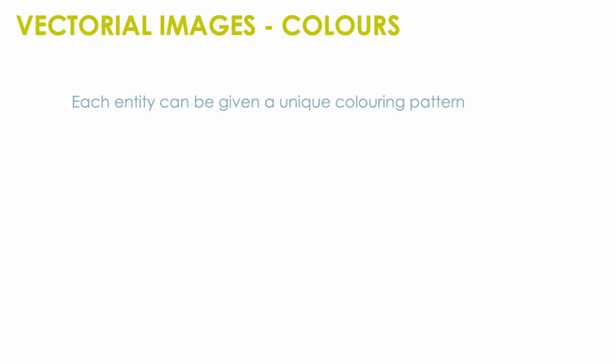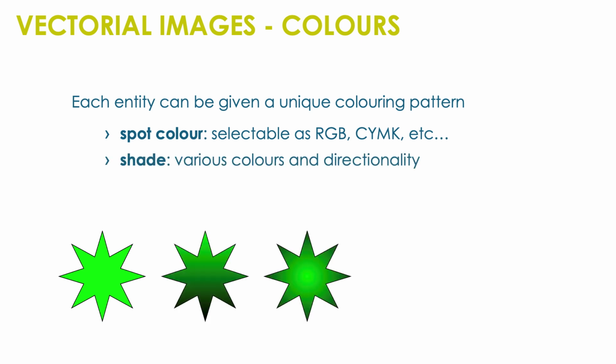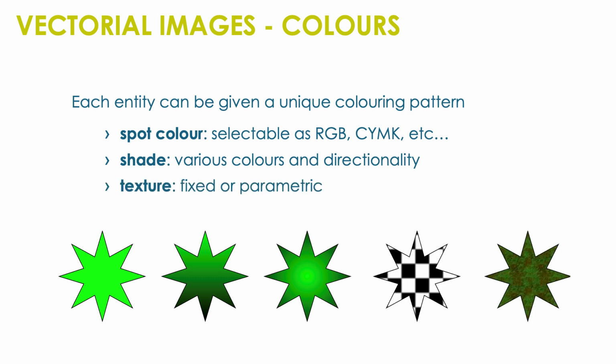How are colors mapped and managed in vector images? Vector images support various coloring patterns. Spot color selects a color in one of the color spaces that we have seen, but they also manage shading, which allows gradient and directional effects, and then textures, which are fixed or parametric patterns for a realistic appearance.